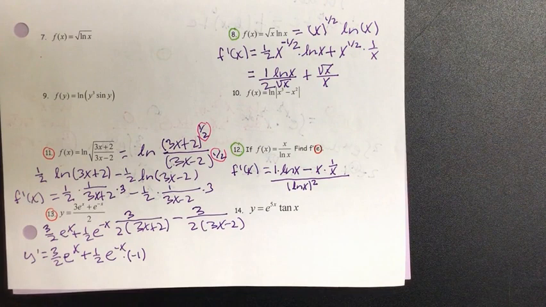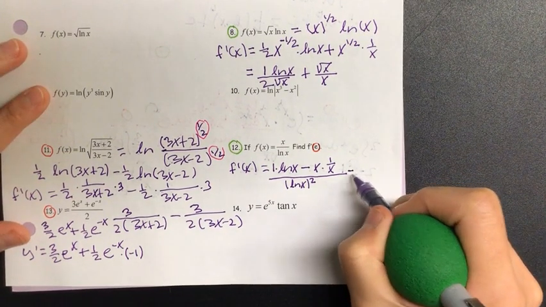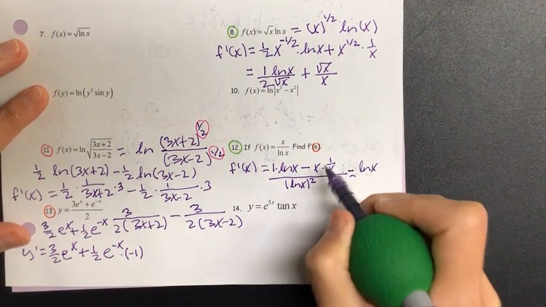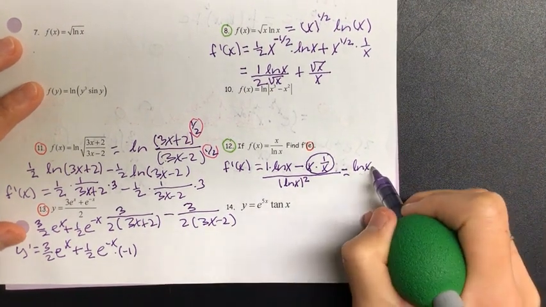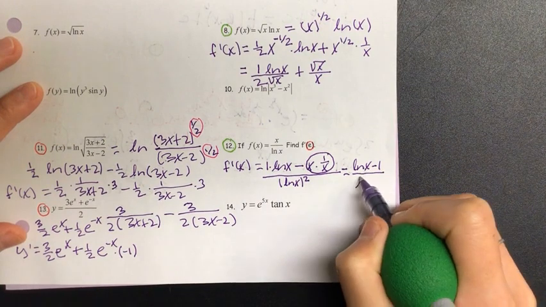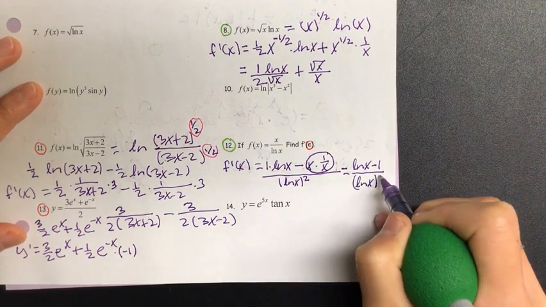And could we simplify anything here? Possibly. We have natural log of x. What's going to give me when I simplify that? Just a 1. And then I have natural log of x all squared.